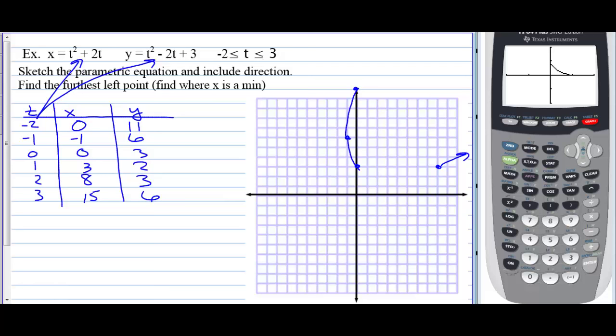Come down here. Did I miss one? Yeah, (3, 2). 1, 2, 3, 2 right there. So it dips down, then it comes back up. And here's the direction that it was graphed.